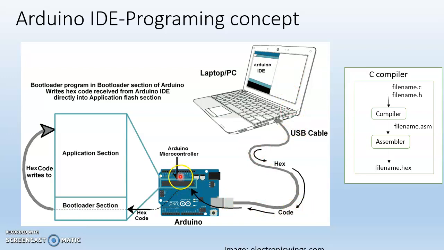Now in this microcontroller there are two sections, the application section and the bootloader section. Whenever we reset or power on this microcontroller, it will go to the bootloader section. In this section, it will check for any change in the settings or whether a new program is being uploaded. After checking that, it will write the hex code to the application section. So here the actual program will be written.